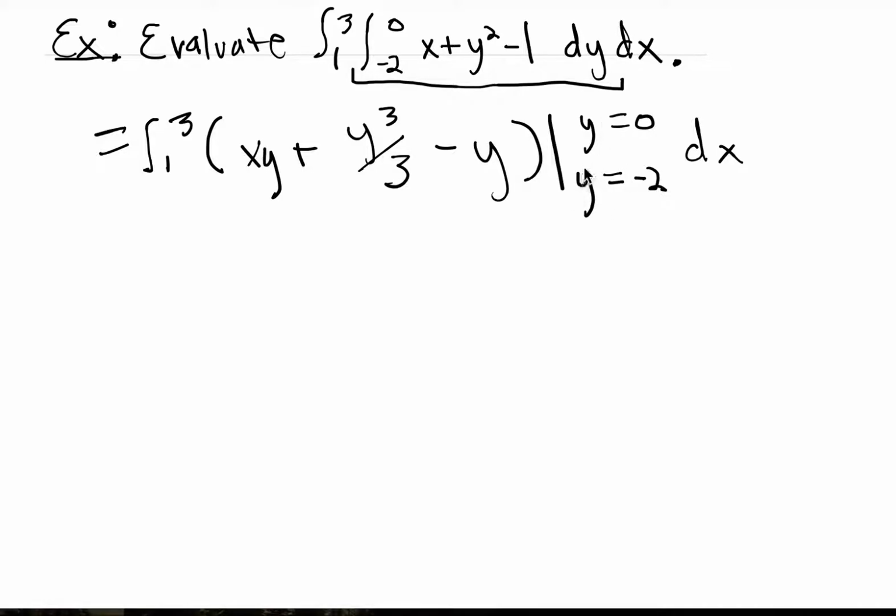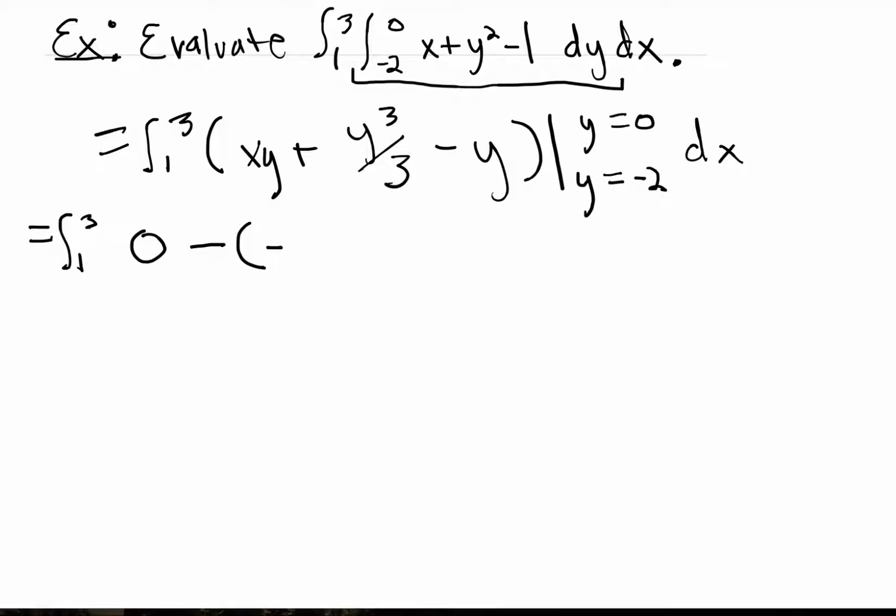Okay, we're not plugging stuff into x, we're plugging stuff into y. So if I go ahead and do that, my top bound goes in first. If I substitute 0 in, well, that's 0 all the way across the board. X times 0, 0 cubed over 3 minus 0, etc. That means I just need to subtract what happens when I substitute y equals negative 2 in.